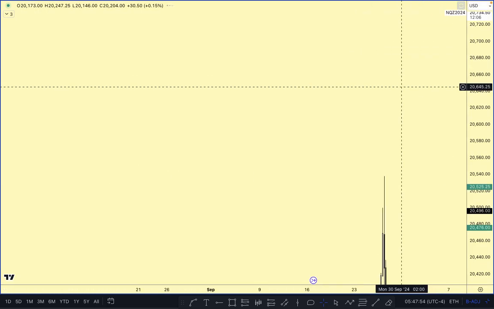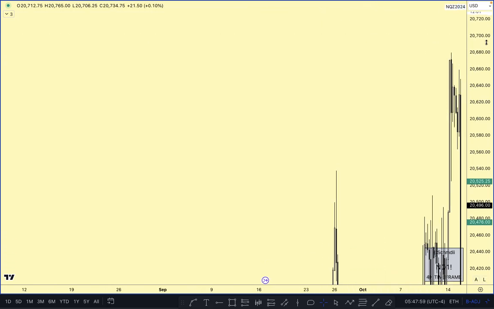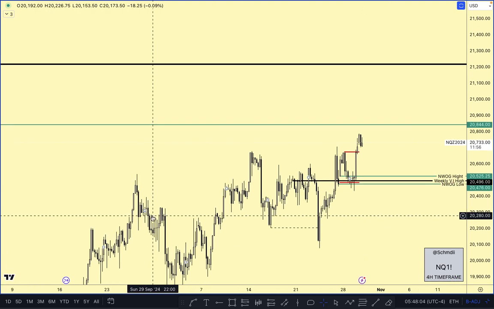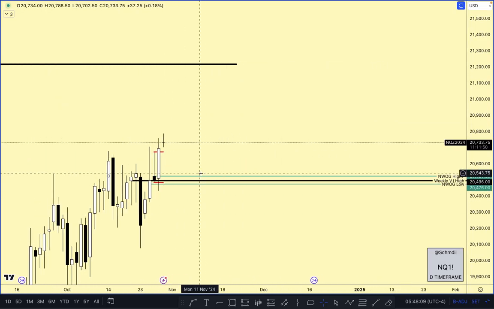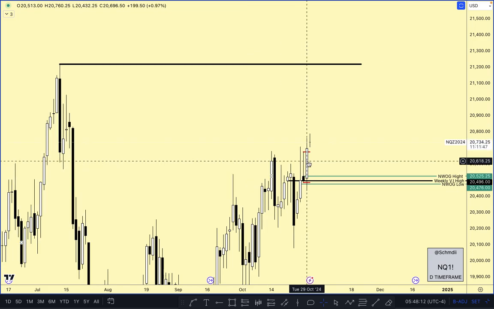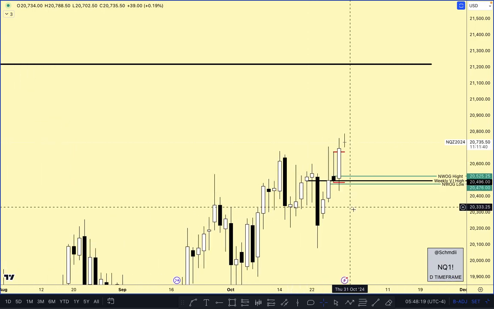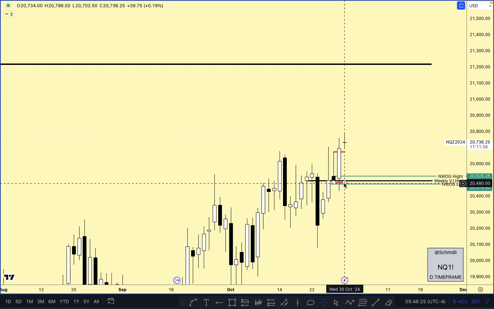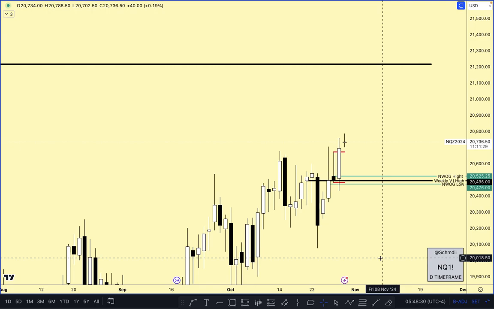So just to run it back quickly, we need three things, or four things rather: our bias, context, PD array, and an entry, right? For our bias, like I said, on the weekly time frame, price tapped into a volume imbalance and began to push up. And also on the daily, we opened and then ran below the lows of Monday. We're looking at taking out the highs of Monday now. That gave us our bias.